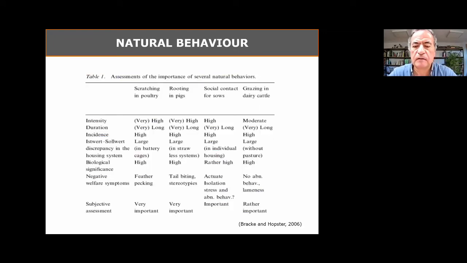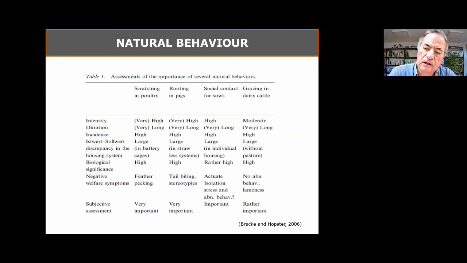Just to give you an example, an interesting paper by two Dutch authors looked at different behaviors in the main terrestrial farm species, using a number of criteria, including the intensity, duration, biological significance, and the negative welfare symptoms when the behavior was prevented. And as you can see in this table, which is actually part of a table that appears in the paper, they concluded that scratching in poultry, rooting in pigs, social contact in sows, and grazing in dairy cattle are either very important or rather important. And I will try to draw some general conclusions from this study and others later on.